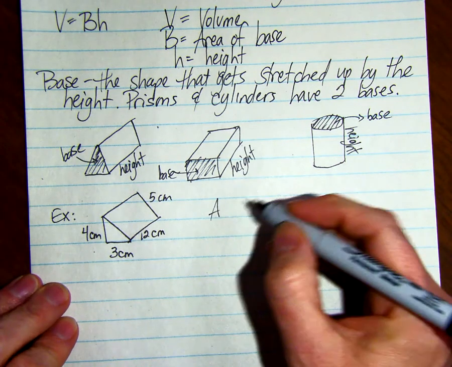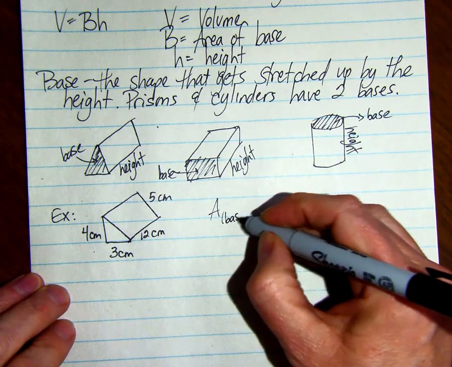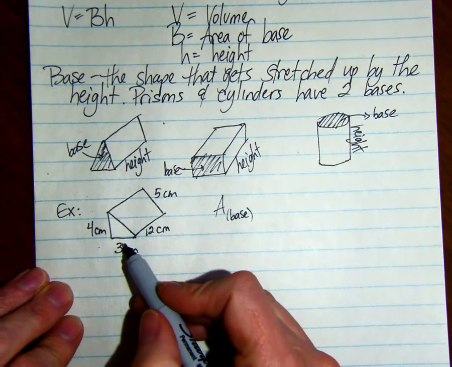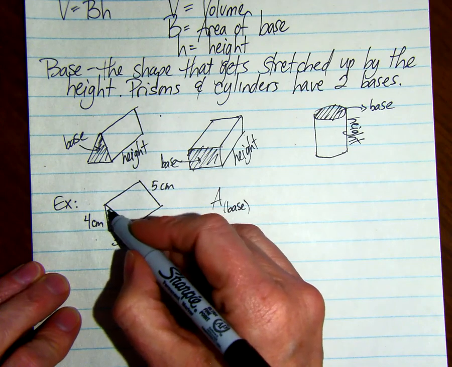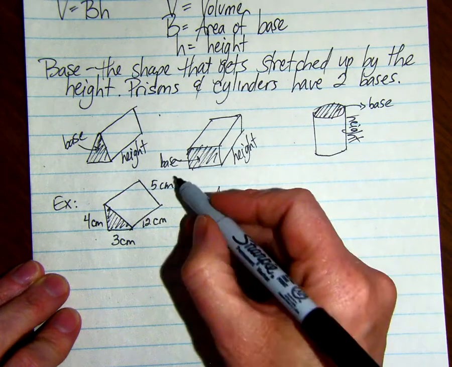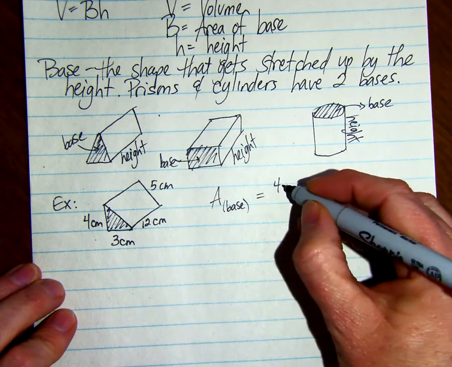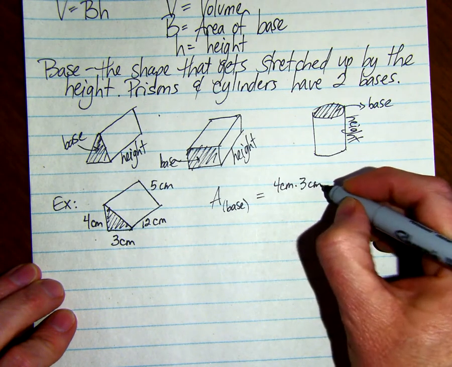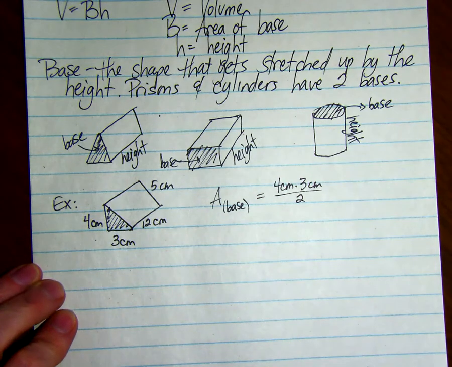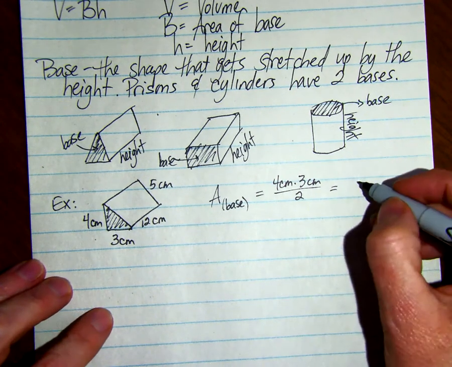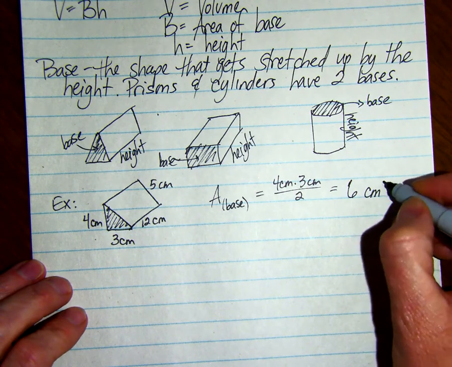So we want to find the area of the base. That's going to be our capital B. So that base is a triangle. This is a triangular prism. This is the shape that gets stretched up the height. So we're going to do 4 centimeters times 3 centimeters and divide by 2. That gives us the area of that triangle. Base times height divided by 2. So we have 6 centimeters squared.